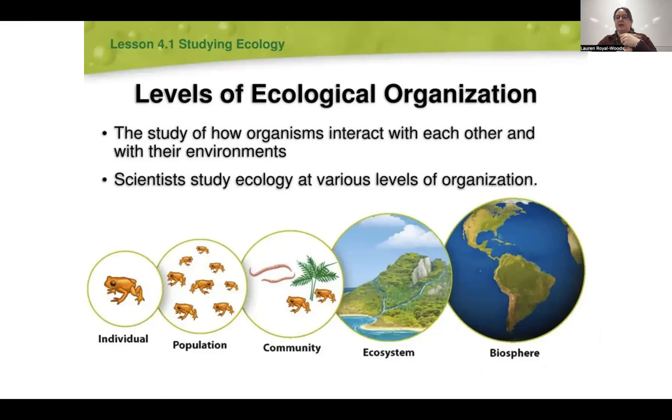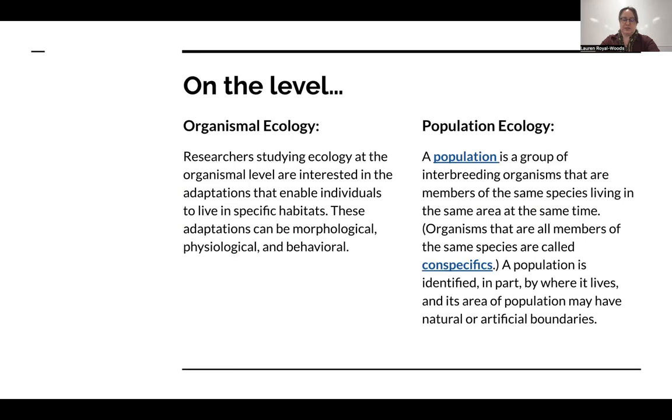This is where biology and earth sciences merge as well. You're going to see a lot of talk about abiotic factors as we move on. So again, to go over the different levels: organismal ecology is basically about individuals, interested in adaptations that enable individuals to live in specific habitats. These adaptations could be morphological, physiological, or behavioral.